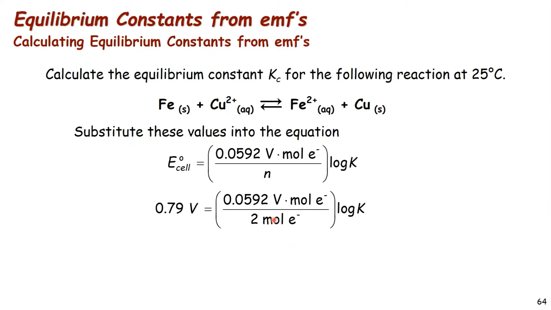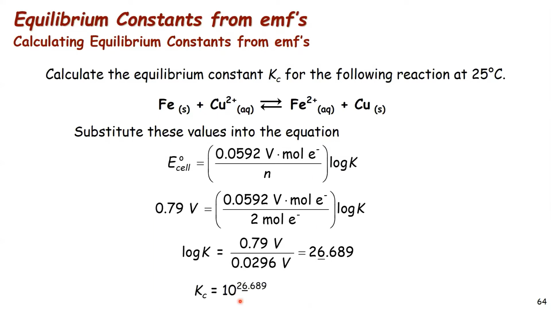We notice that the moles of electrons cancel, and then we simply rearrange it. We take the 0.0592 divided by 2, which gives us 0.0296. We then divide both sides by that, which gives us this expression here. The volts cancel, and we get 26.69. We're going to take the anti-log of that. This is log base 10, so it's 10 raised to the 26.689.